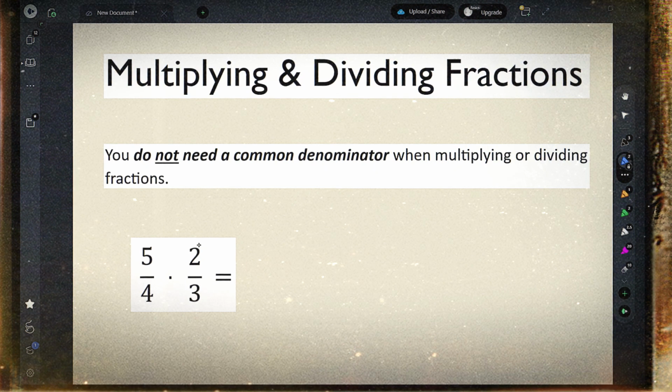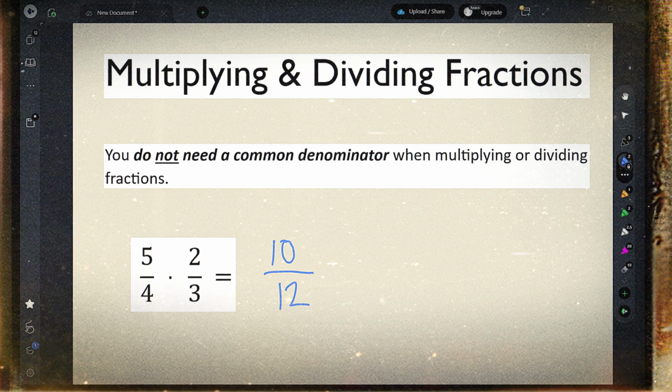5 over 4 times 2 over 3. Notice the denominators are not the same, but that doesn't matter. So what we're going to do is just multiply straight across the top, multiply the numerators. So here we're going to do 5 times 2. That gives me a 10. And then multiply straight across the bottom. The denominators, 4 times 3 gives me a 12. And there's our answer, 10 over 12.